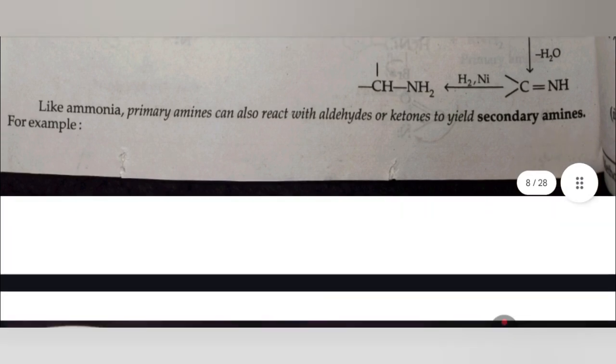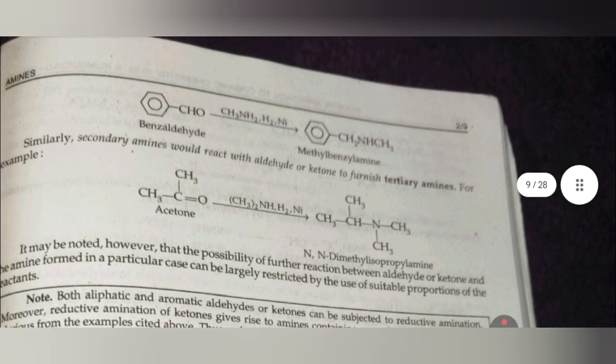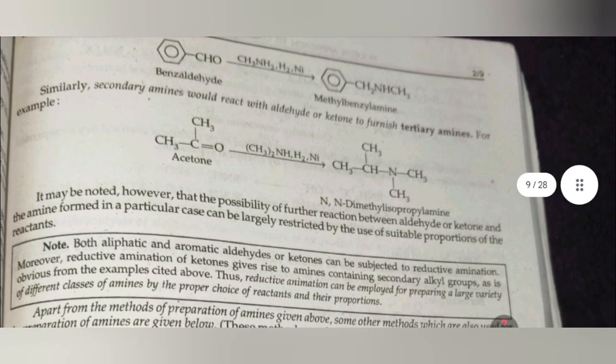Like ammonia, primary amines can also react with aldehydes and ketones to yield secondary amines. For example, benzaldehyde in the presence of CH3NH2 and H2, nickel gives methylbenzylamine. Similarly, secondary amines would react with aldehydes or ketones to furnish tertiary amines.